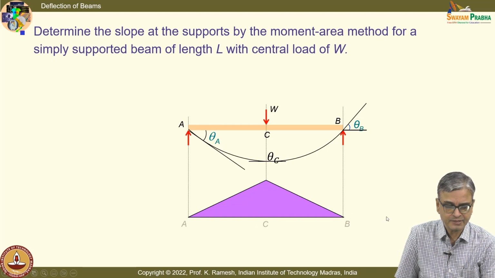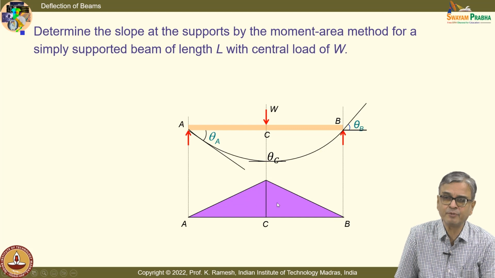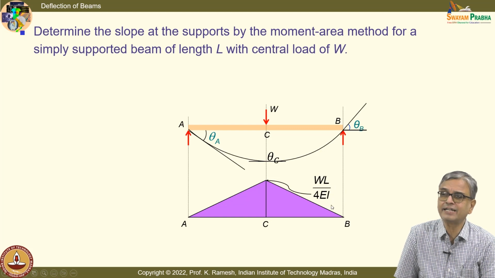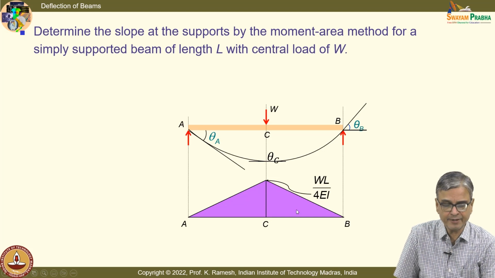Fine. And I have also labeled ACB, the same points here. It is nothing but the bending moment diagram. You scale it up, scale it down by WL. I have this value as WL by 4 EI. You have the product EI coming down. Okay. So, that is how you do the scaling, essentially a bending moment diagram.